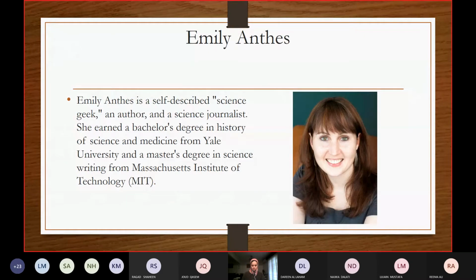Lillian. Natalie? Yes, Miss. Read, Natalie. Emily Anthes is a self-described science geek. You know who is a geek when you love something so much. So she was described as a science geek and author, and a science journalist. She earned a bachelor's degree in history of science and medicine from Yale University, a master's degree in science from the Massachusetts Institute of Technology.